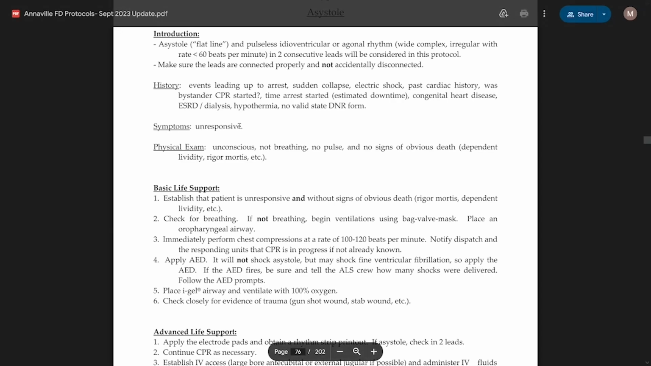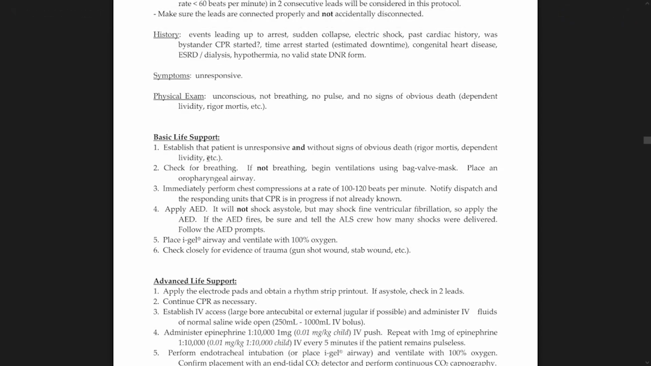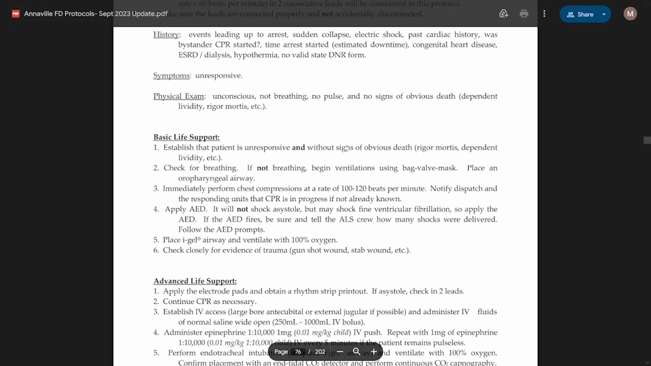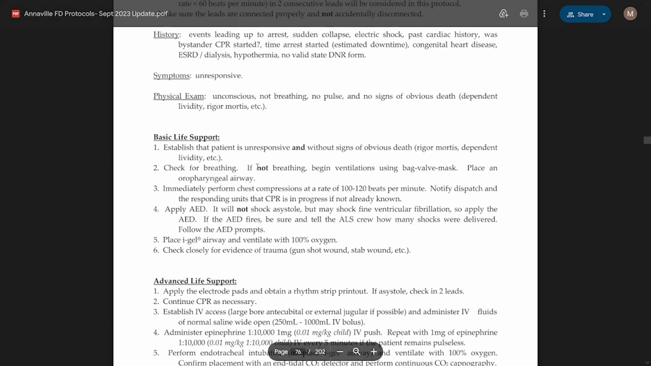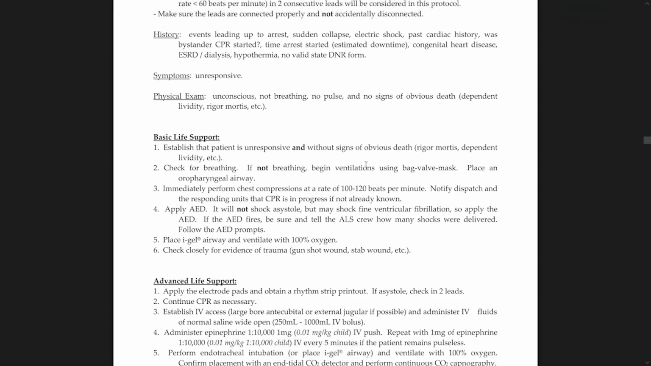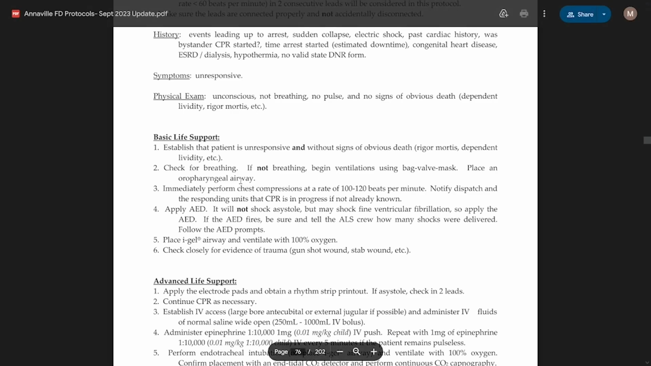We're looking for symptoms of unresponsiveness. So for BLS, we want to establish that the patient is unresponsive and without signs of obvious death, such as rigor mortis, dependent lividity, etc. We want to check for breathing. If there's no breathing, begin bag valve ventilations, and we want to place an OPA in the patient.